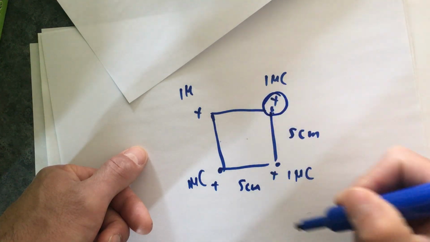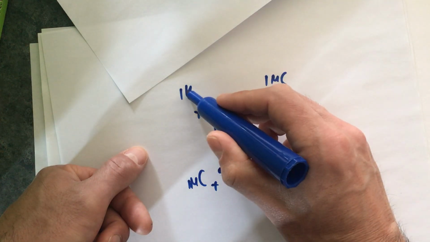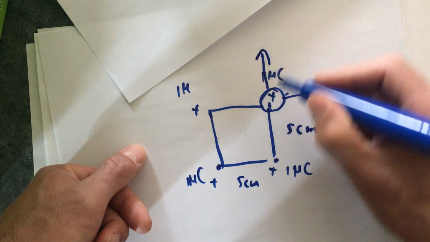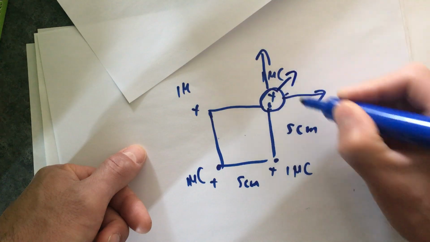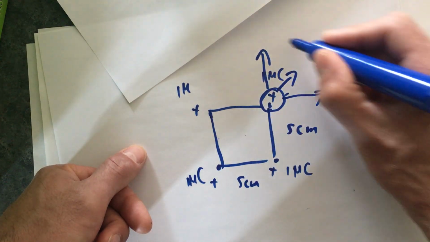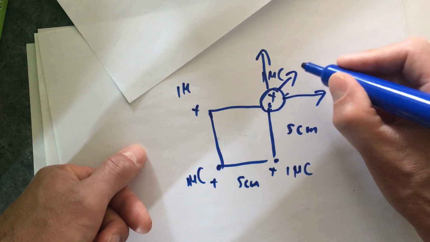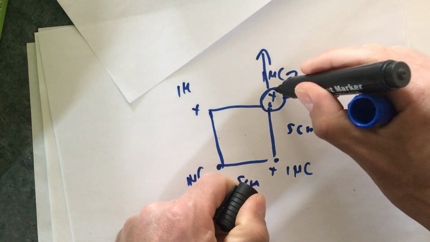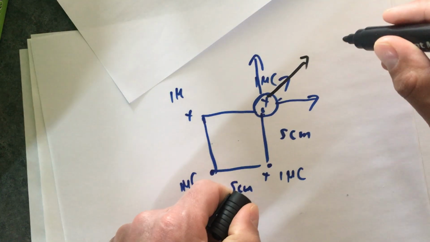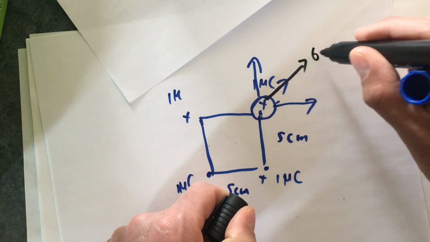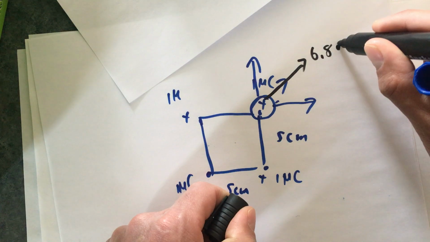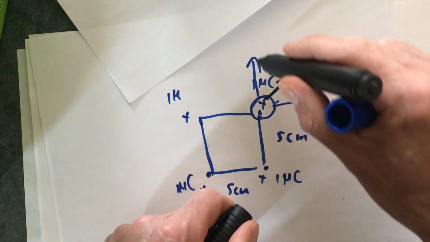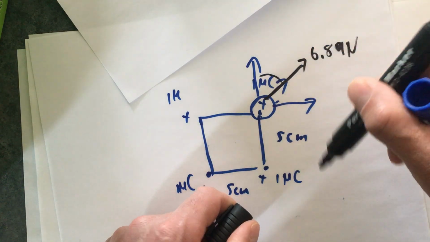And we've looked very closely at this charge here. We found that this charge will push this way, this charge will push this way, and that charge will push that way. And when we add all those forces together, we end up with a net force, and our net force is going this way, and it's got a magnitude of 6.89 newtons. And the angle is clearly forward 45 degrees to the right.